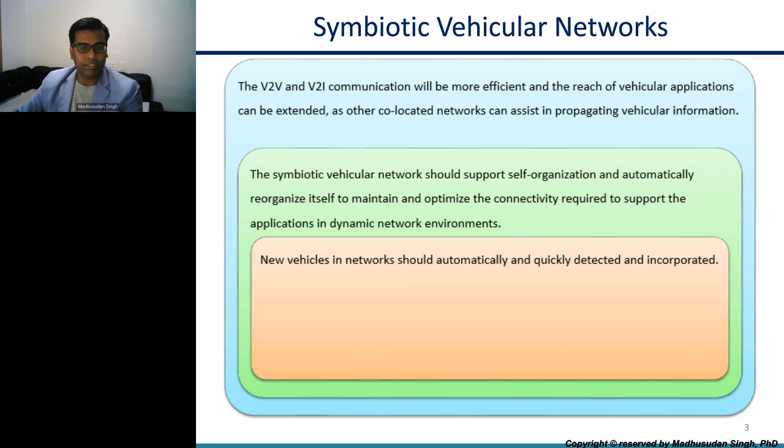They change their features and their compatibility, and they can automatically update their situations. They can take decisions according to the situations. So new vehicles in the network should be automatically and quickly detected and incorporated. So that is the basics of symbiotic vehicular networks.